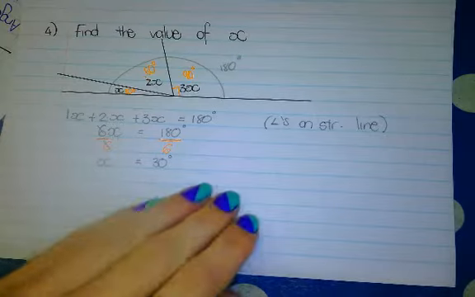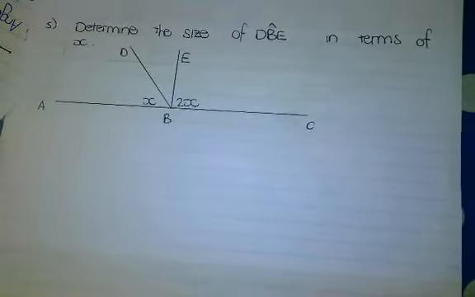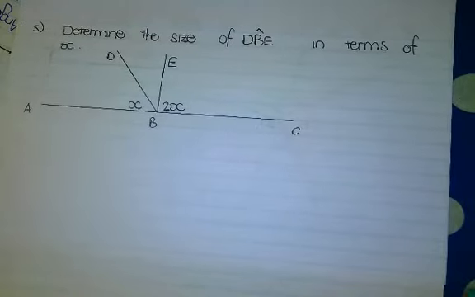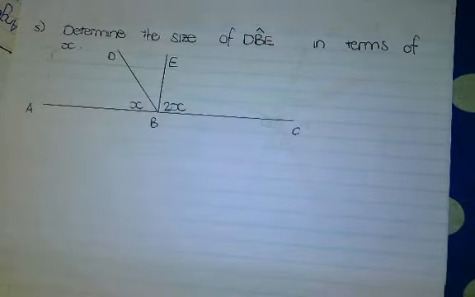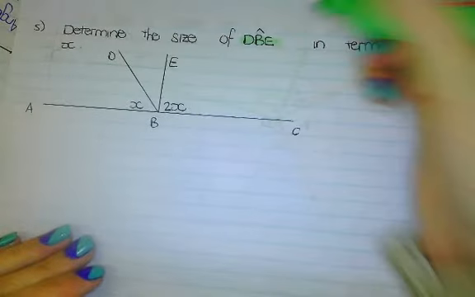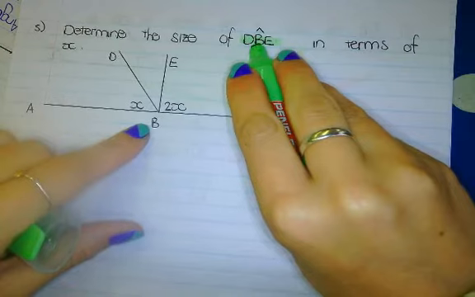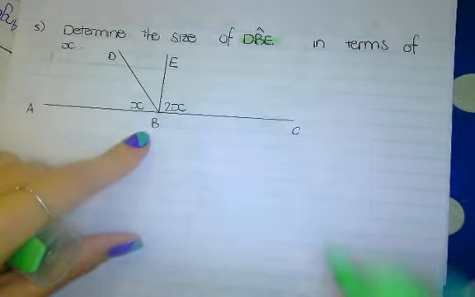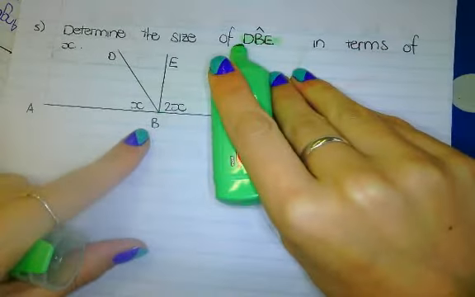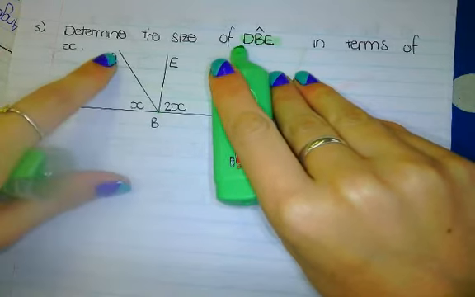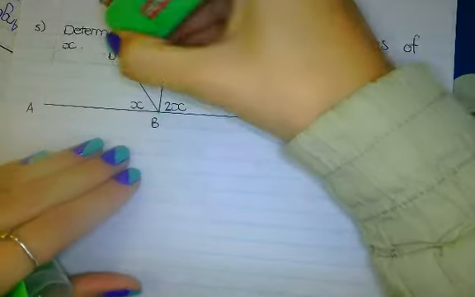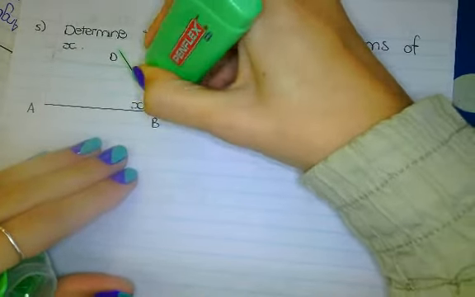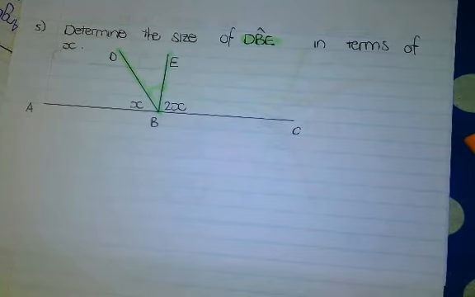Okay, and last one here is question 5. Determine the size of angle DBE in terms of x. Let's first identify angle DBE. The middle letter is B, which means the angle must be here by B, and it's formed by the line with a point D on it, so it's D, B, and then the line with E on it, E. So here is our angle. Angle DBE is the angle we're looking for.